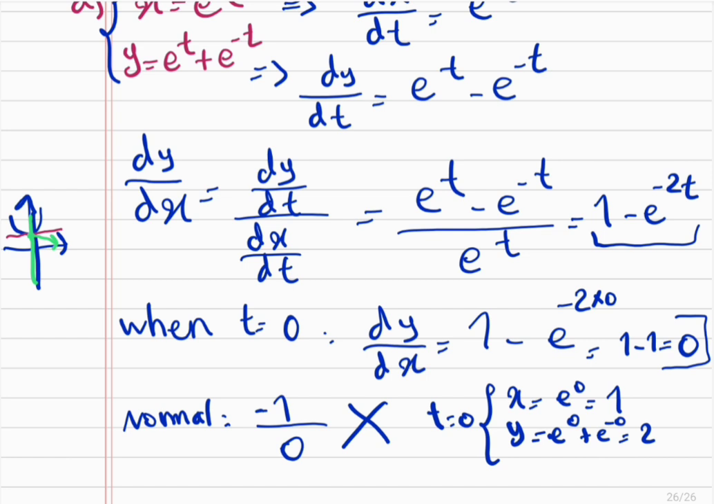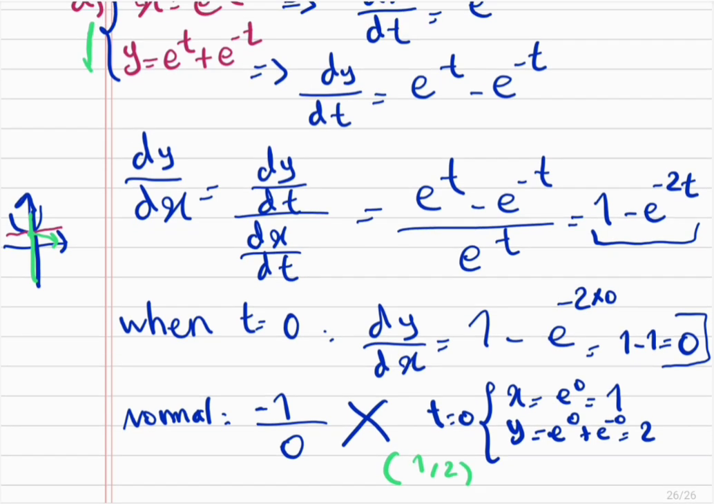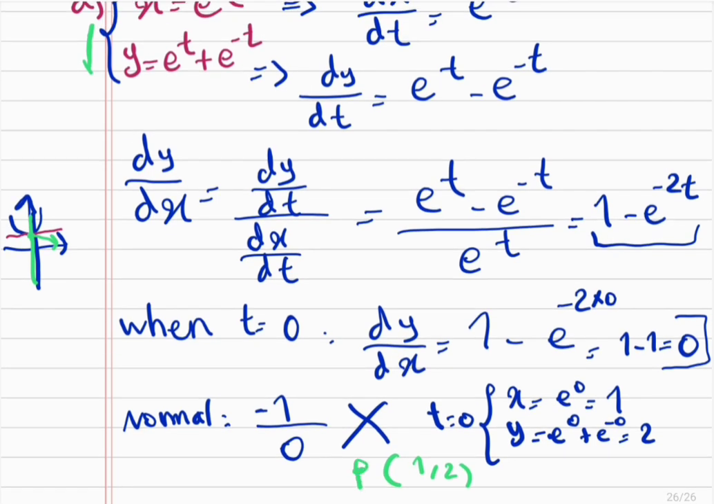Because in this case, the point that we are concerned with is the point with coordinates 1 and 2. We just substitute t is equal to 0 into the equations here, and we get the value of the point P, let's say. And we obviously found that the gradient of the tangent line that goes through the point P is just 0. So 0 means that the tangent is a horizontal line, and we know that the normal is a vertical line. Normal is perpendicular to tangent, so it must be a vertical line.